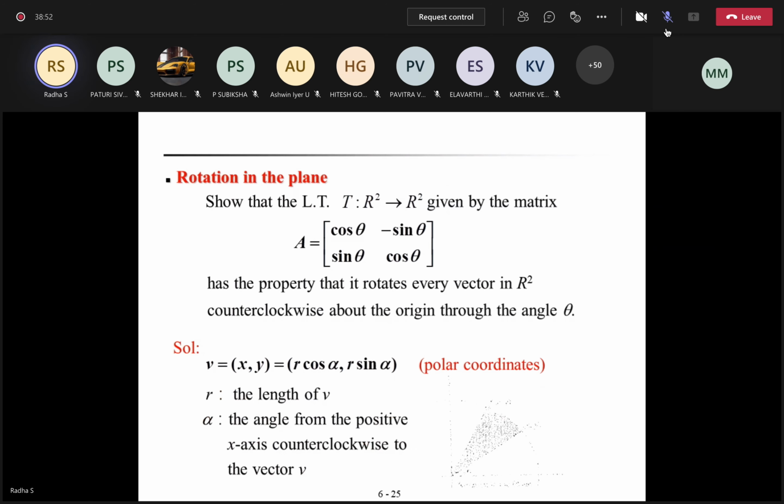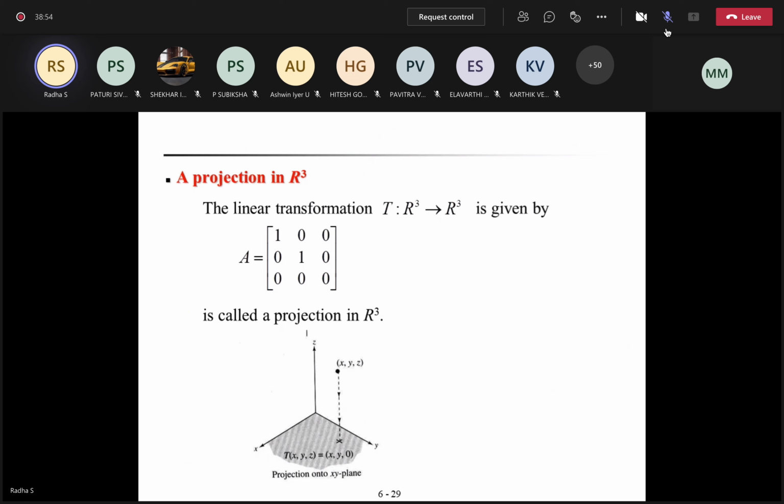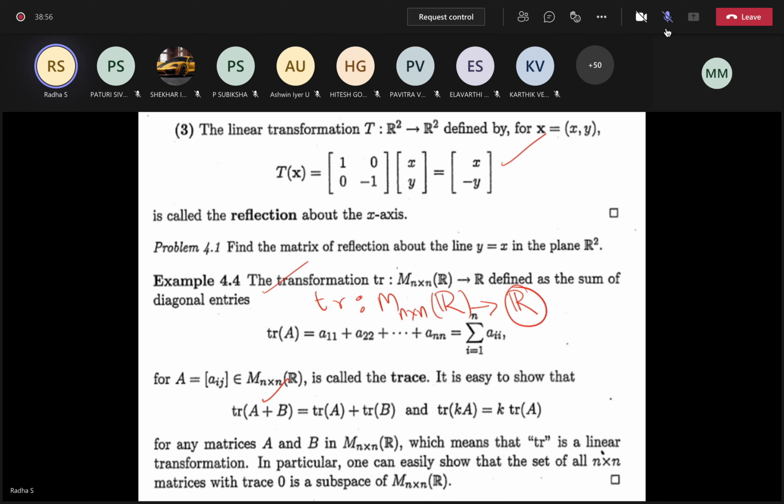What we have seen, everything we have completed. Projection we have seen. Very good thing.